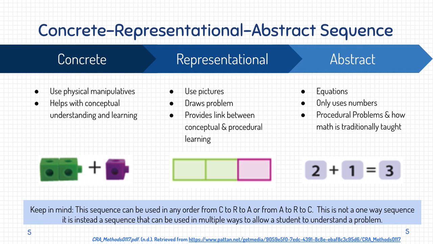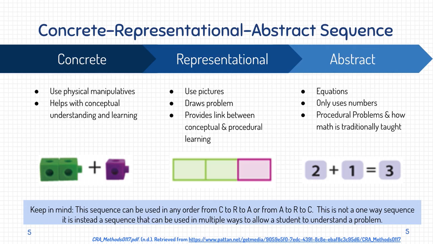And once students master that, they're able to move on to the representational, which is using pictures. You're able to draw the problem using 1 square plus 2 squares equals 3 squares. And it's still providing that scaffolding without the students having to have a physical manipulative. And the representational are those visual representations. And this representational aspect provides a link between conceptual and procedural learning. And as you see, it's in the middle of this sequence.